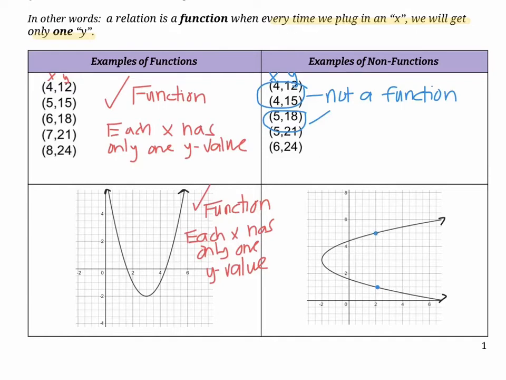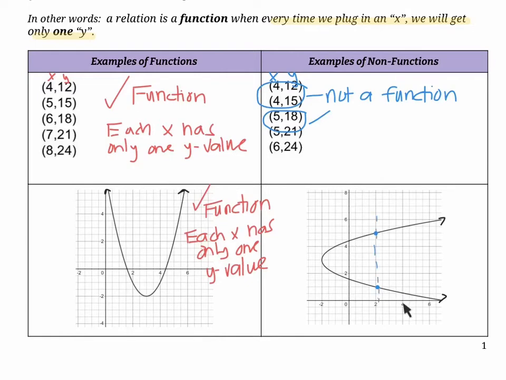So go back to the definition. Every time I plug in an x, I should only get one y, but here I get 2. I plug in a 2, and I get this y value, which is 1, and I get this y value, which is 5. So automatically this fails the function test. This is not a function. Let's try a different number.